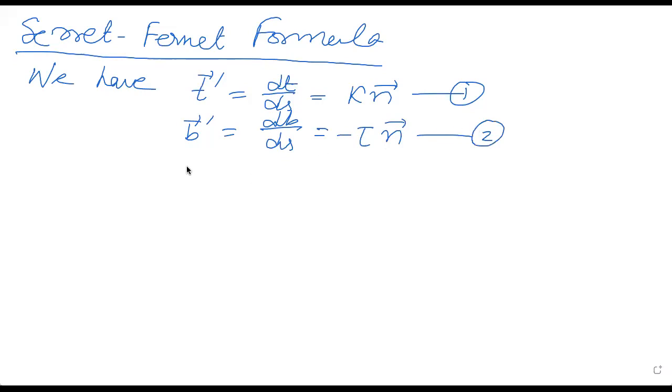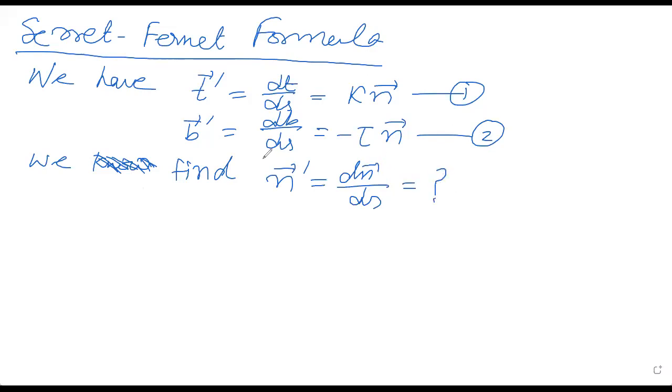Now I am interested in finding dN over ds, because only that component is remaining. We want to find N dash. Let me speak only. So dN over ds I want to find. How will I find it? We know that N is a unit vector, which means I can write N dot N is equal to 1. This is the formula.